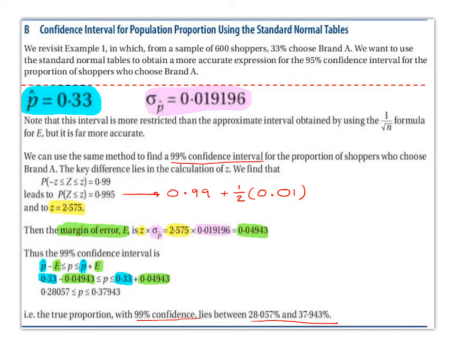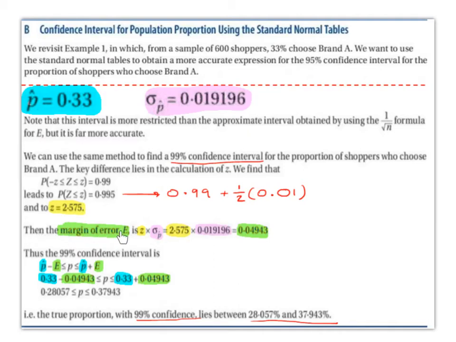We find that the probability that Z is between minus Z and Z equal to 0.99 leads to the probability that Z is less than or equal to Z equal to 0.995, because 0.99 plus half of 0.01 is 0.995. And searching through the tables for this, we get the corresponding Z value to be 2.575.